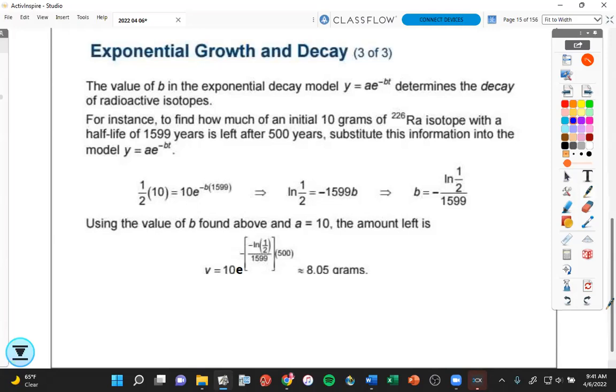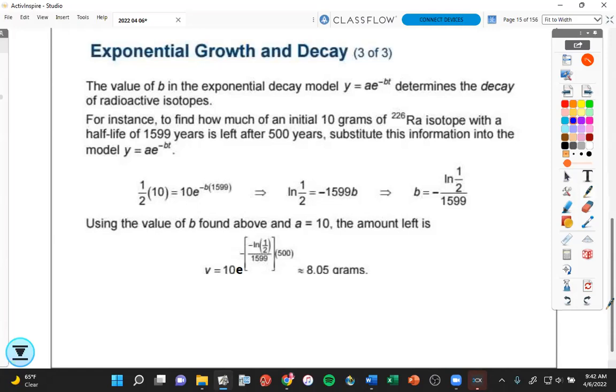How do I get the exponent down? Natural log of both sides. So that's what they're showing here. The natural log of 1/2 is equal to negative 1,599 b. To get b by itself, I need to divide both sides by negative 1,599. So b is equal to negative natural log of 1/2 divided by 1,599. Now that I know what b is, I can do things with this problem.